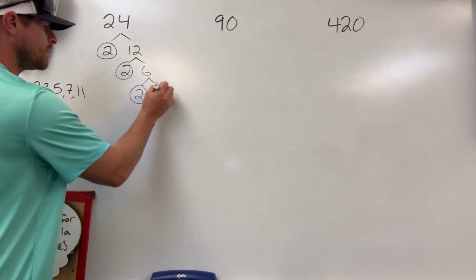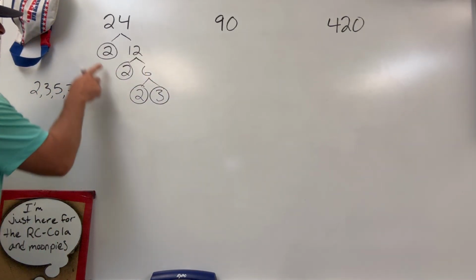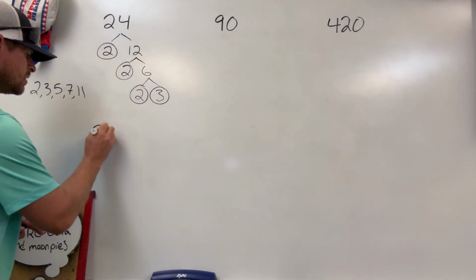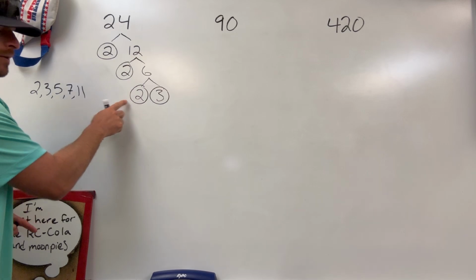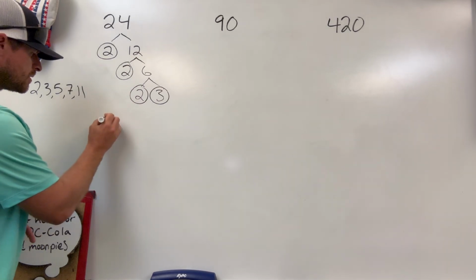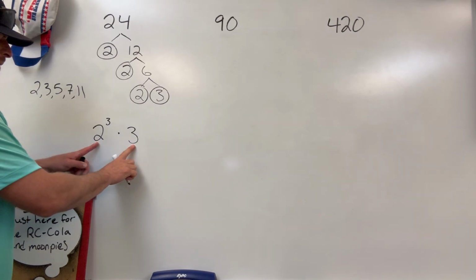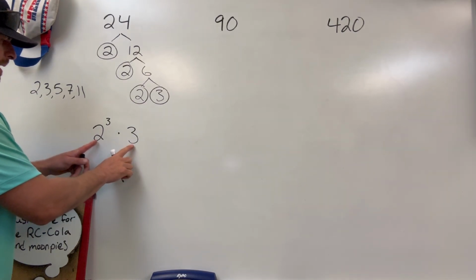So if you look here, we've got all prime numbers circled: 2, 2, 2, and 3. So our prime factorization of this would be 2 to the, how many 2's do I have? 3 of them, all being multiplied together. So that's 2 to the third power times 3. Notice each of my bases here is a prime value.